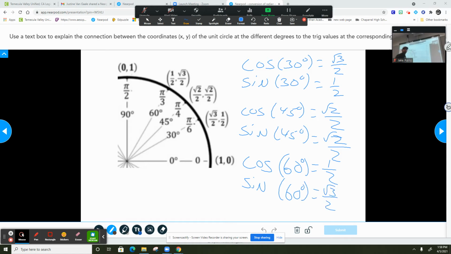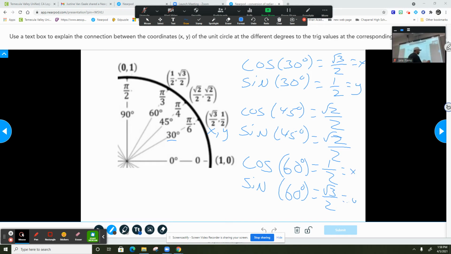All right, so when we look at the 30 degrees, the x value was rad 3 over 2, the y value was 1/2. So the sine of 30 was 1/2. That was my y value, and cosine 30, that was my x value. With the 45 degrees, it's kind of tricky because they're both the same. But let's look down at 60 degrees. Cosine of 60 degrees is 1/2. That's my x value. Sine of 60 degrees, rad 3 over 2. That's my y value.